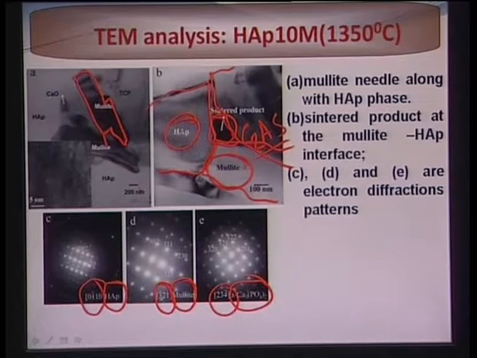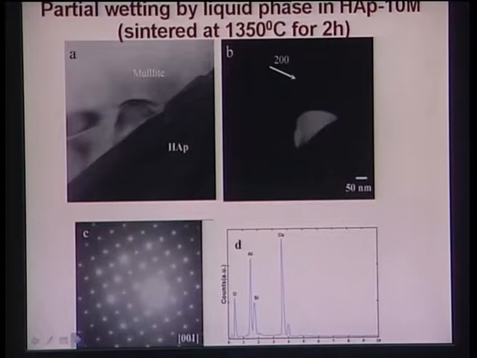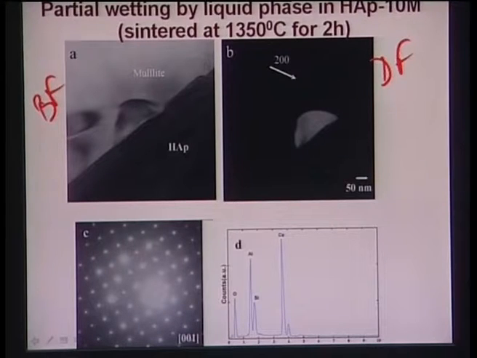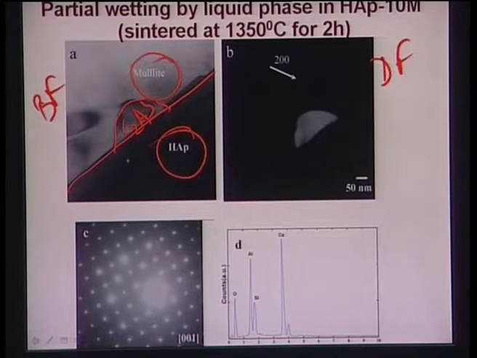Now, this kind of spotty pattern essentially tells you all these phases are crystalline in nature. If there is a ring pattern in the transmission electron microscopy, then that will essentially indicate that it is amorphous in nature, lack of crystallinity. Now, this is the dark field image and this is the bright field image. So this set of bright field and dark field images essentially tells you that there is a partial wetting of this C2AS phase. This is the C2AS phase that is formed due to the reaction. This is your mullite particle, this is your HAp particle.